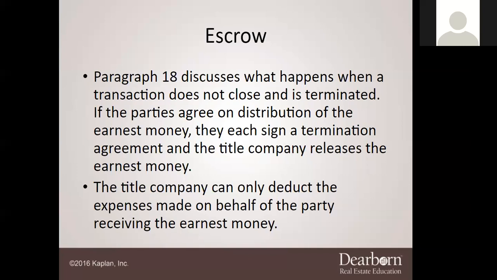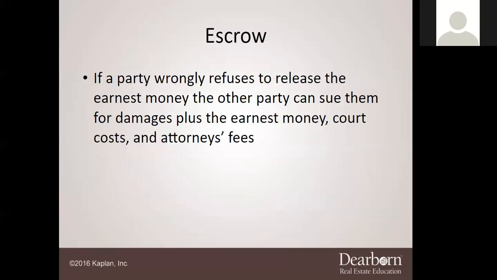The title company, again, like it says, can only deduct the expenses made on behalf of the parties that are receiving the earnest money. If a party wrongly refuses to release the earnest money, the other party can do what? Sue them for damages plus the earnest money plus the court costs and the attorney's fees. Okay? But again, if it's $1,000 earnest money, or even sometimes $2,000, is it even worth trying to sue? Because your retainer for an attorney is going to be what? $2,500, and you're taking a 50-50 shot of them actually going over and releasing that earnest money.